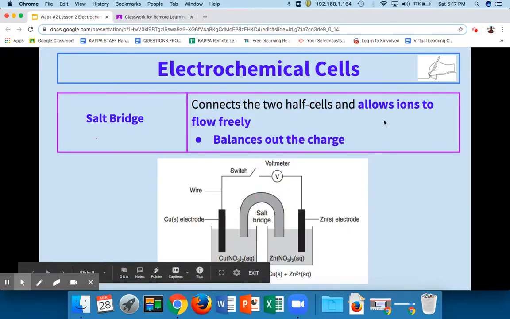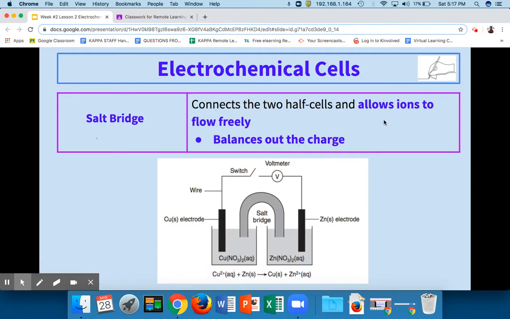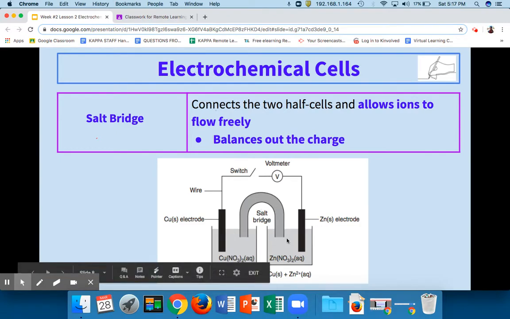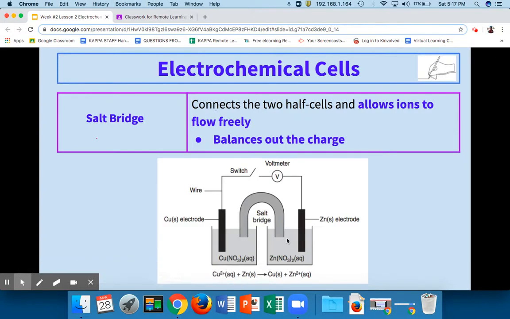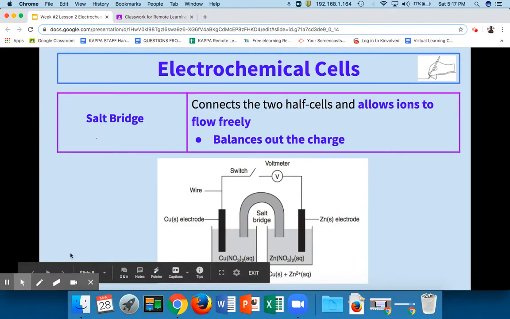And another definition we have is salt bridge, which connects the two half cells and allows ions to flow freely between the two. And this balances out the charge. Pause the video now so you can write down this definition.